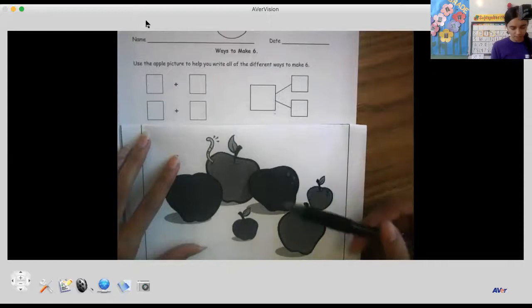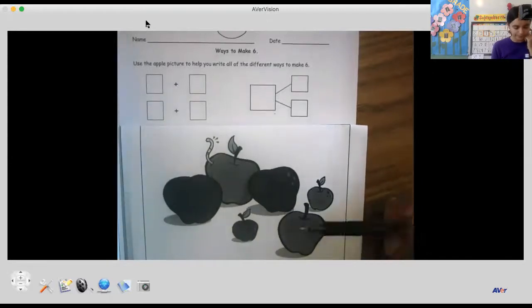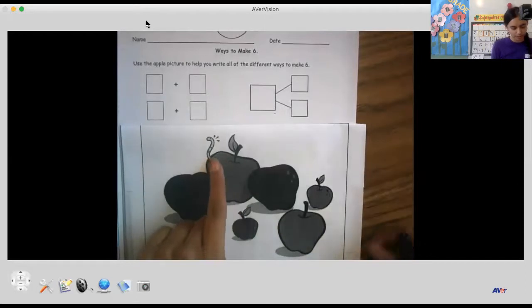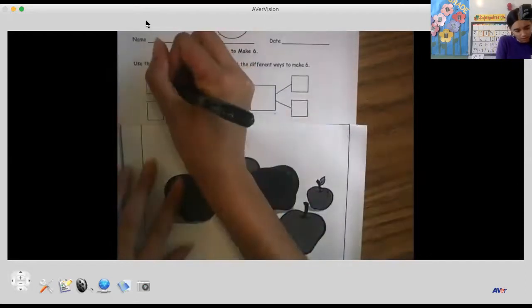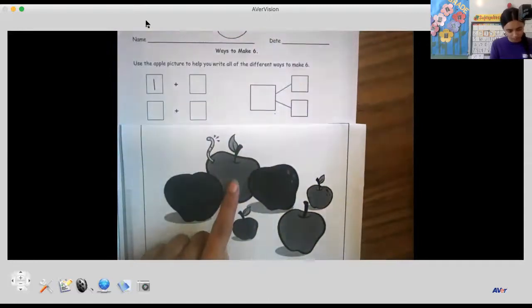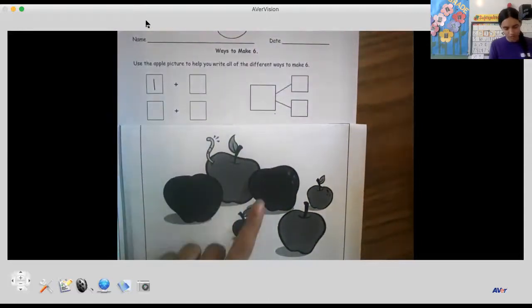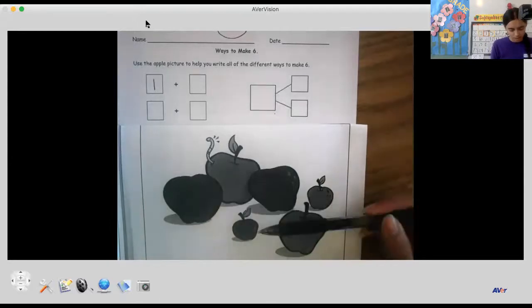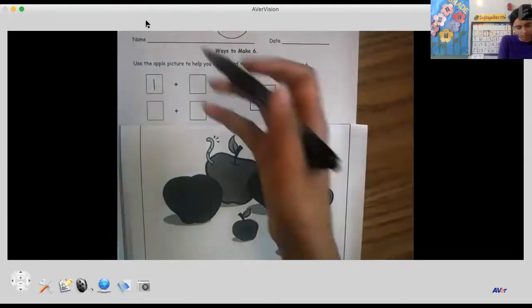So how many apples here have worms? I think it's just this one. Just this one apple has a worm. I'm going to write a 1 for my apple that does have a worm. And then how many apples are there that don't have worms? Let's count them. 1, 2, 3, 4, 5. There are 5 apples that do not have a worm.